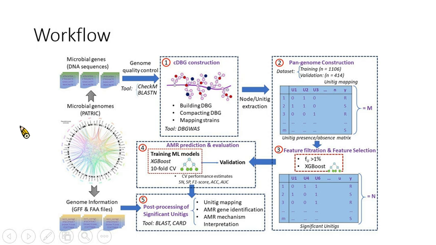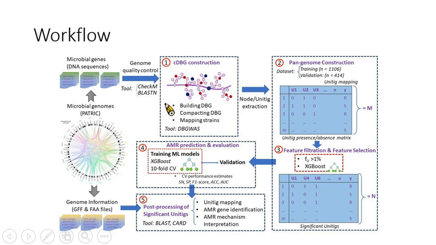Here is the workflow. Our genomes are collected from a public repository. We collected the genomes from the PATRIC database, and so we obtained the microbial genomes. From the genomes, we first did a quality check, and then we built a compacted de Bruijn graph in order to extract the Unitig sequences from the compacted de Bruijn graph.